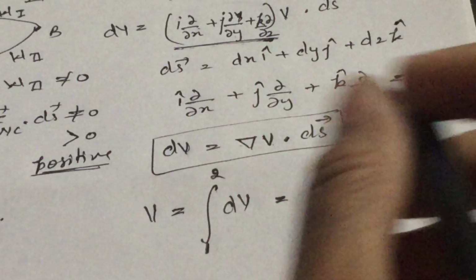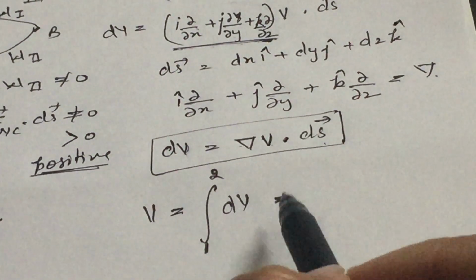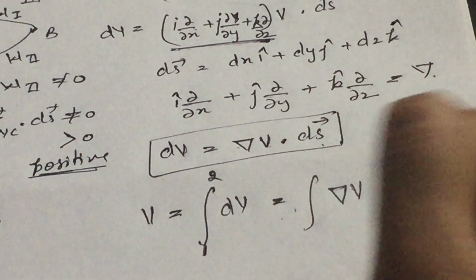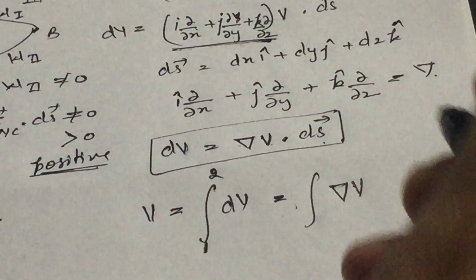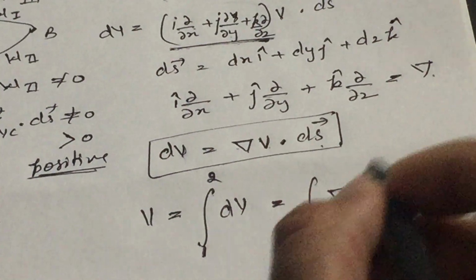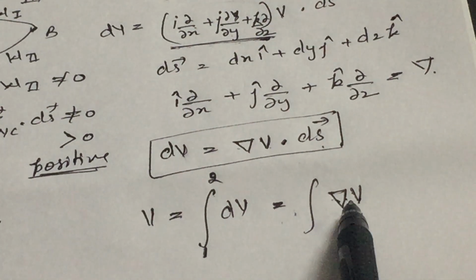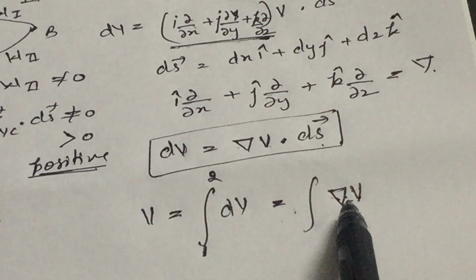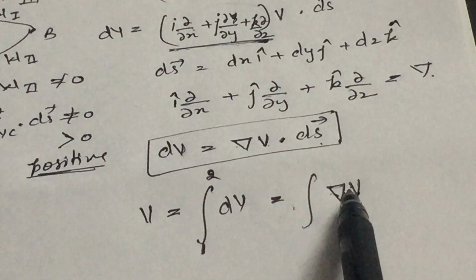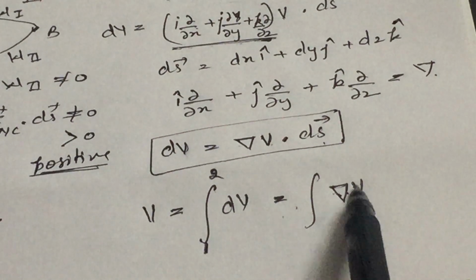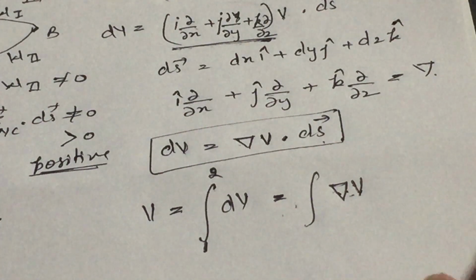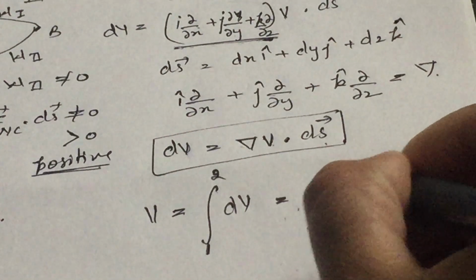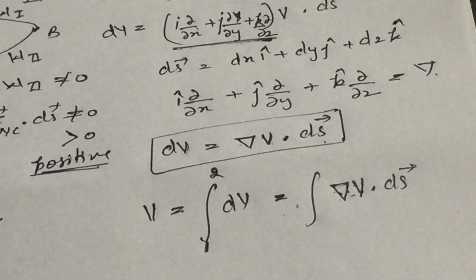And in terms of the del operator, if we substitute these values, we will have del of V, that is also known as the gradient of V if there is no dot product or cross product here. If we have a dot symbol here, this is known as divergence. If we have a cross symbol in between del and V, we have the curl of the vector here, and this is the displacement vector.